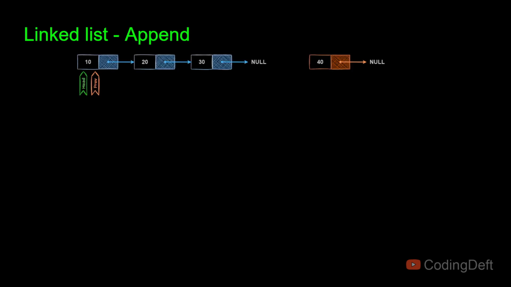In the previous video, we have seen how to print the items in the linked list. In this video, we'll see how to append an element to the end of the linked list. So let us say this is our list and we need to append 40 at the end of it.